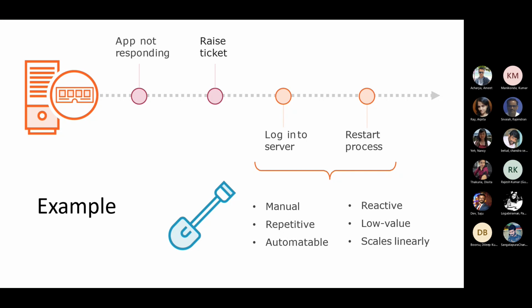That means there is an issue, then you take action. That's called reactive. Did it really add some value to the project? Not exactly. It's low value work and scales linearly. So this is the one problem which you have. How do you solve it? Tell me. I want you to think and tell me. How do you solve it with your current experience and current knowledge? How do you solve this approach?